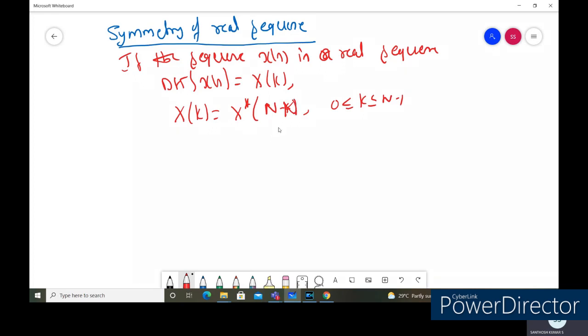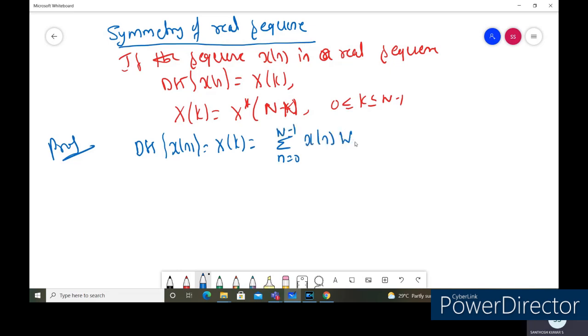Let us prove this. In order to prove it, we'll consider the DFT formula, that is, the DFT of x of n, which is equal to X of k. We have the summation n equal to 0 to N minus 1 of x of n into omega N to the power of kn. Since we want the conjugate here, let us take the conjugate on both sides.